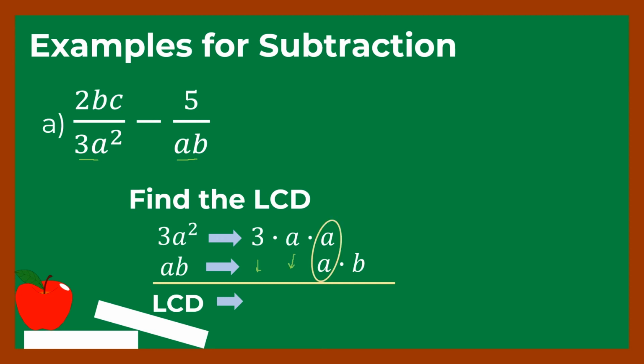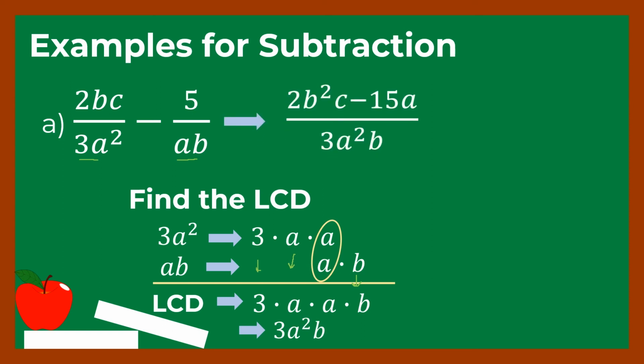So yung LCD natin is bring down 3, bring down a, at itong naka-encircle na dalawang a, so meron siyang ka-pair. Ang gagawin natin is we will count them as 1. So isang a lang yung i-bring down natin. And then bring down b, so yung LCD natin is 3 times a times a times b, or 3a squared b. So yung expression natin ay magiging 2b squared c minus 15a all over 3a squared b.